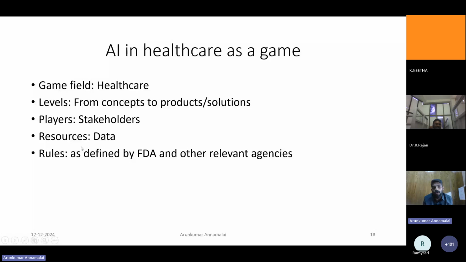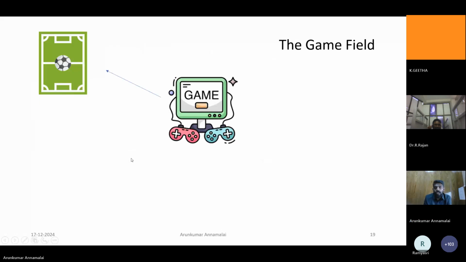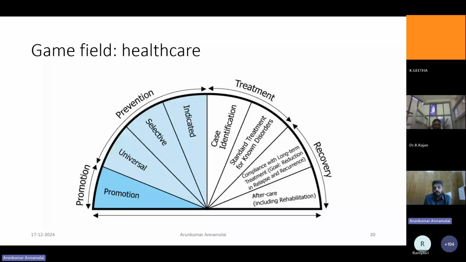The players are the stakeholders, we have data as the primary resource, and we have the rules that are defined by the FDA and other relevant agencies. Why AI in healthcare is completely different is we are forced to play by the rules defined by the FDA. Now let us come to the game field. In healthcare, we have four major aspects: the promotion part, the prevention part, treatment, and the recovery part. Any innovation in AI can fit anywhere in this spectrum.